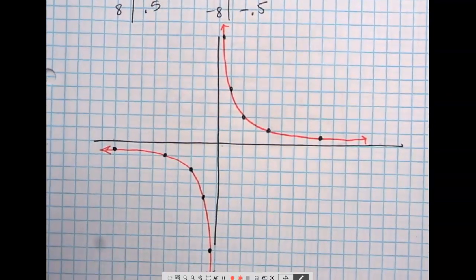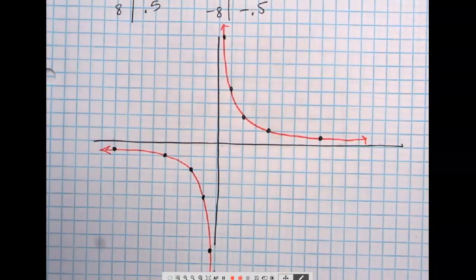Have you seen a graph like that before? Yeah. So you've probably graphed 1 over x. It's probably the hyperbola that you've seen before in another math class. So that is still a hyperbola, but it's not vertical and it's not horizontal.